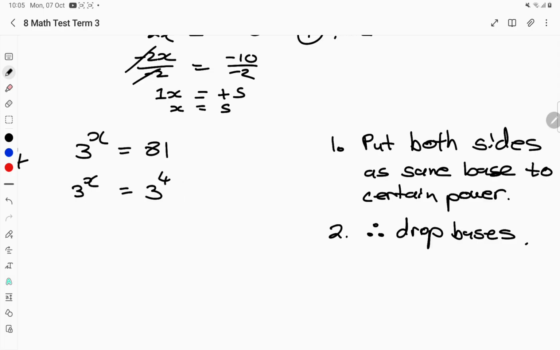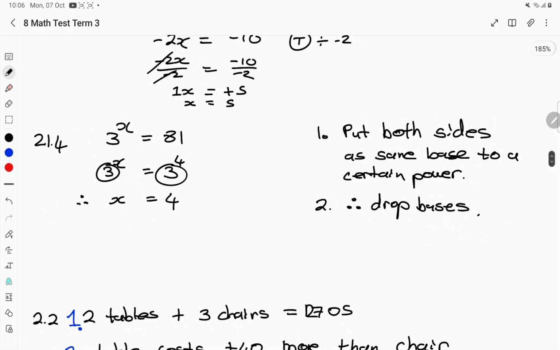So we have 3 to the x equals 3 to the power 4. Same bases, we say then, therefore, drop the bases, exponents then are x equals 4. And you can always double check. If I say 3 to the power 4, is it 81? Yes, it is. Easy peasy.